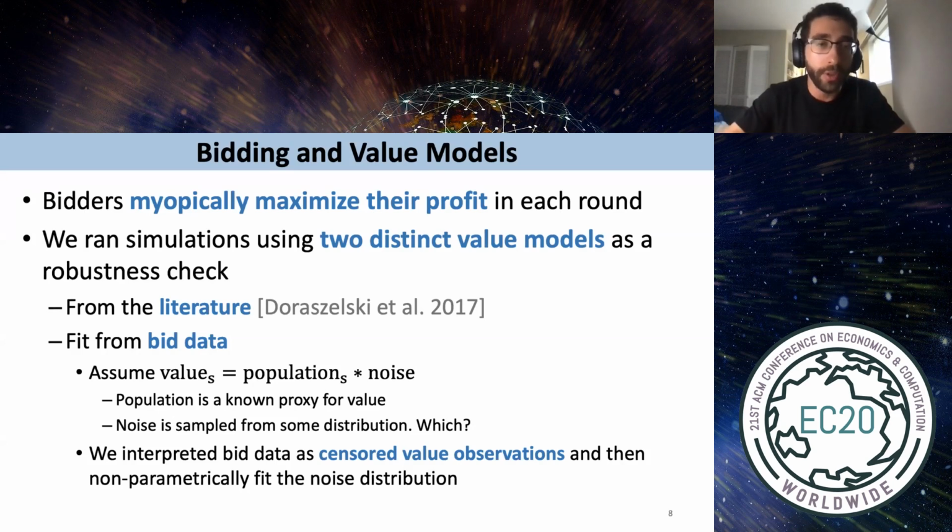So 2 years after the auction terminated, the FCC publicly released the bid data from the auction. And what we did is we assumed that station values are proportional to population, which is a known proxy for station value, times noise. By noise, I mean something sampled from a distribution. And in order to actually fit this distribution, we interpreted the bid data as censored value observations and then used a non-parametric method to fit the noise distribution. More details are available in the paper.